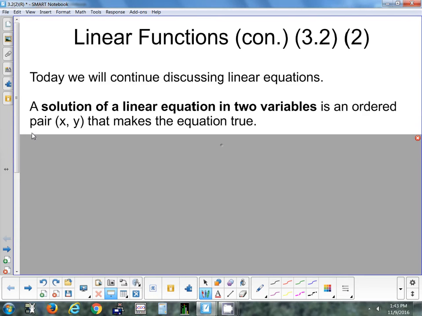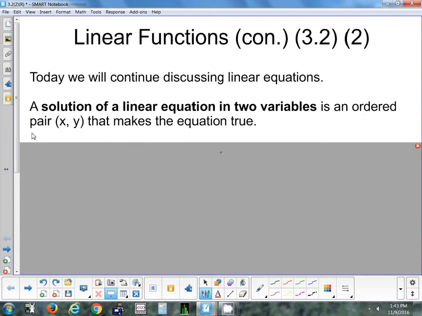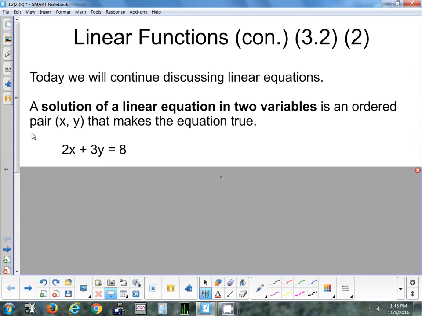All right, so first thing we're going to look at is what's called a solution of a linear equation. You should have a spot on your reference sheet to write that. A solution to a linear equation is an ordered pair. It's a coordinate that makes the equation true.